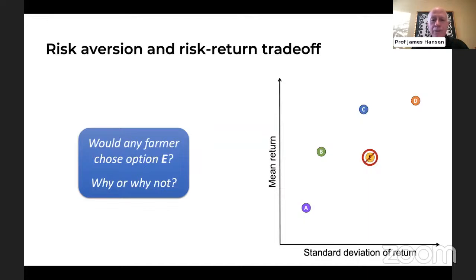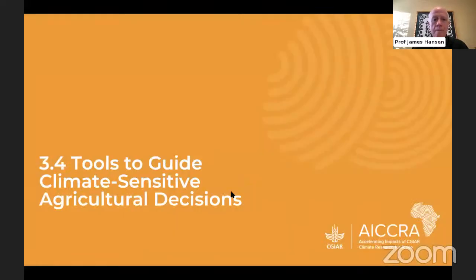Well, my answer is no. No farmer who follows these simple assumptions would select option E. And the reason why is that either option B or option C would provide both higher expected return and lower variability of return. So no matter what the level of risk aversion, option B and option C are superior options over option E.